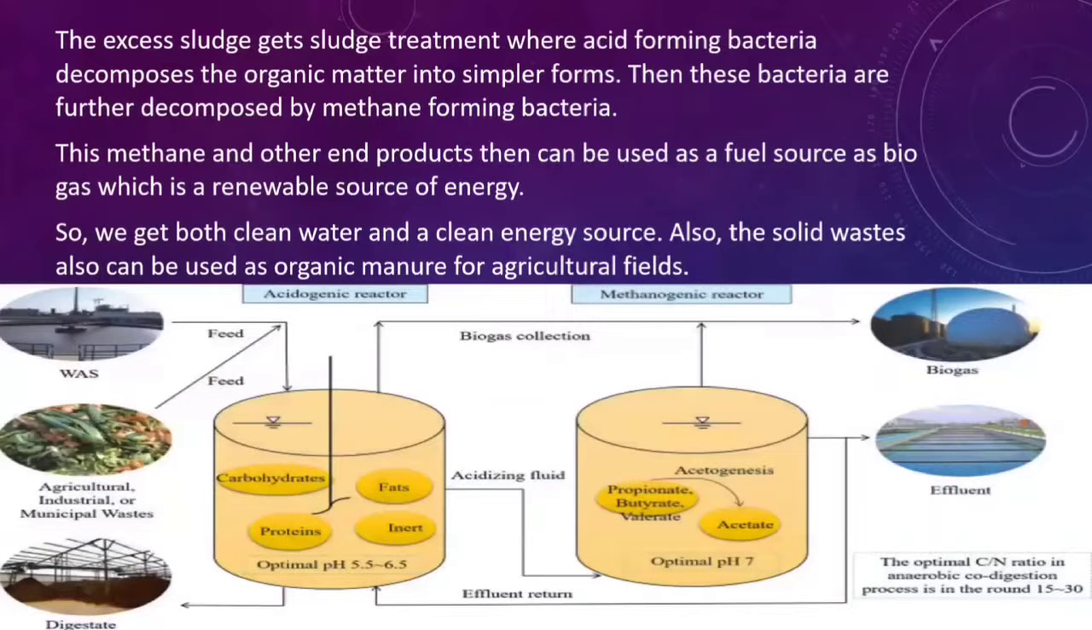This excess sludge gets sludge treatment where acid-forming bacteria decompose the organic matter into simpler forms. Then these are further decomposed by methane-forming bacteria. This methane and other end products can then be used as a fuel source, as biogas, which is a renewable source of energy. So we get both clean water and a clean energy source. It is a truly efficient process. Also, the solid waste can be used as organic manure for agricultural fields. Next slide.